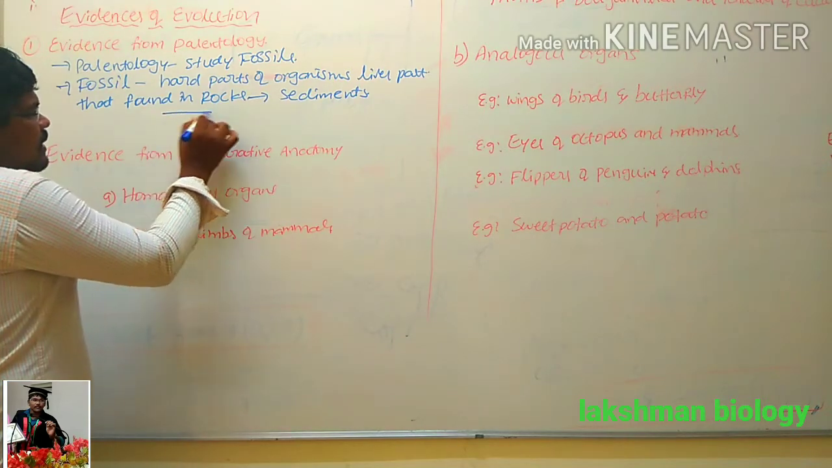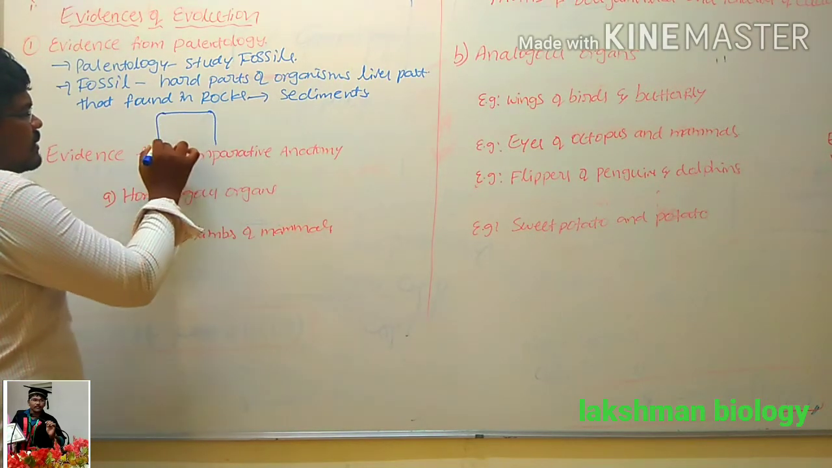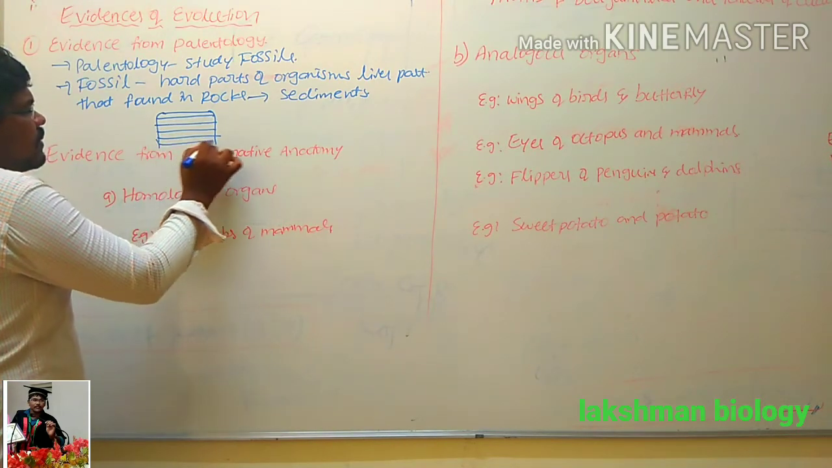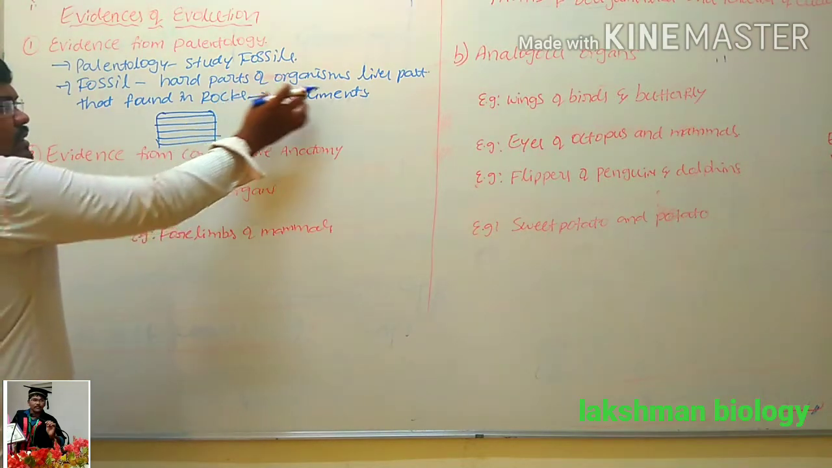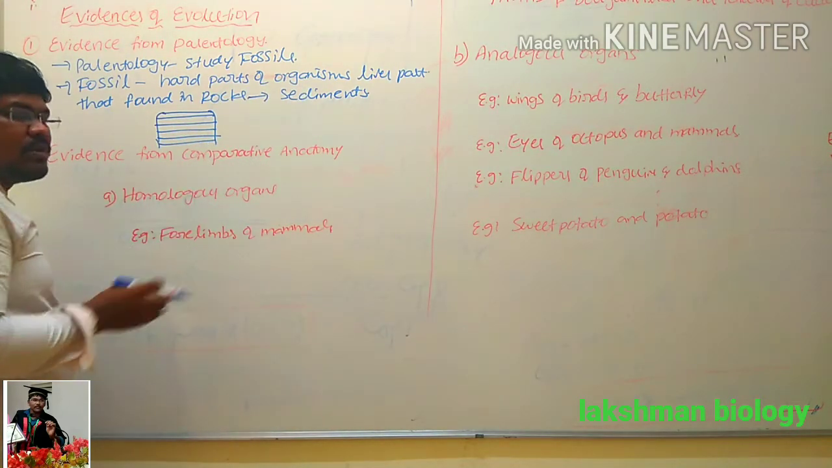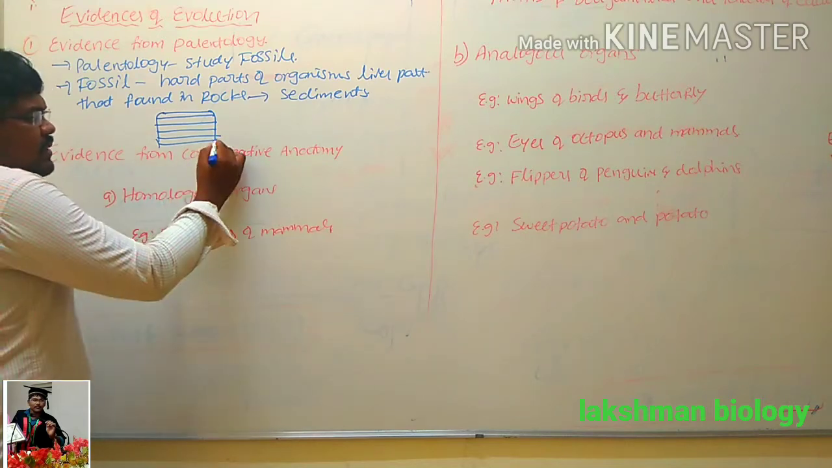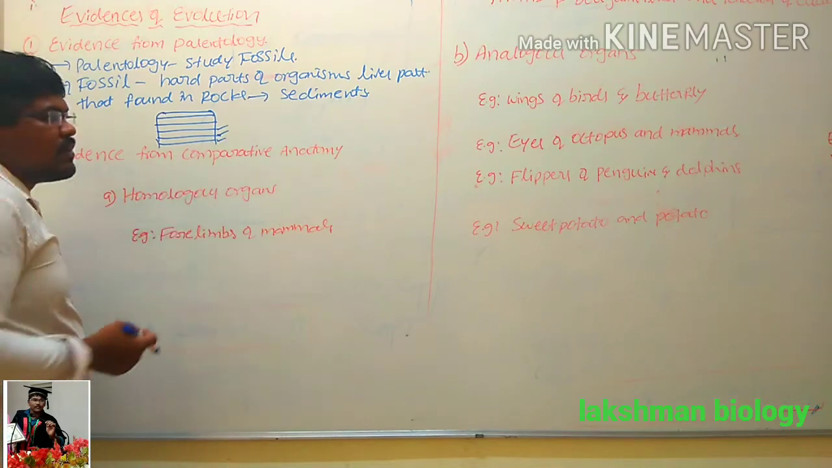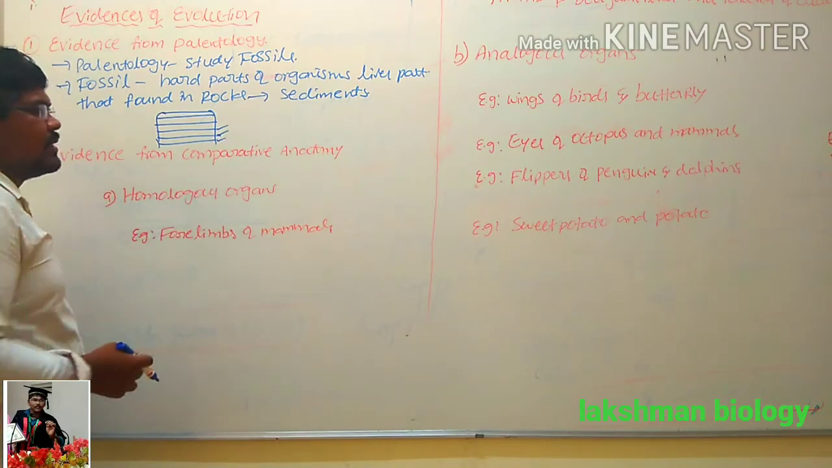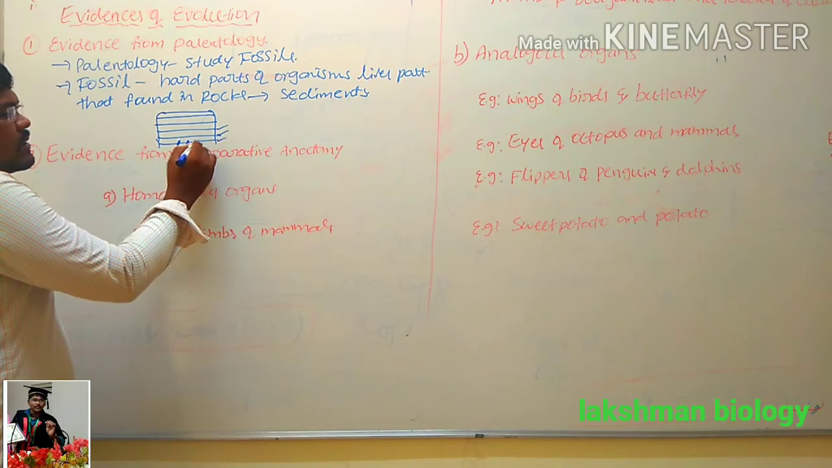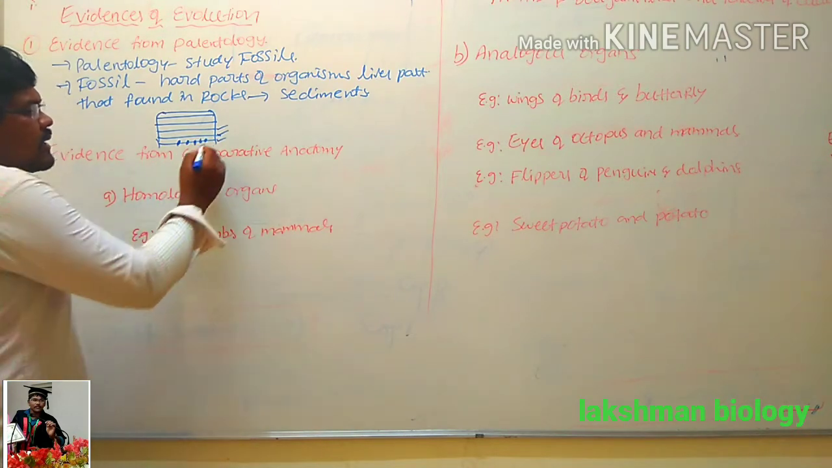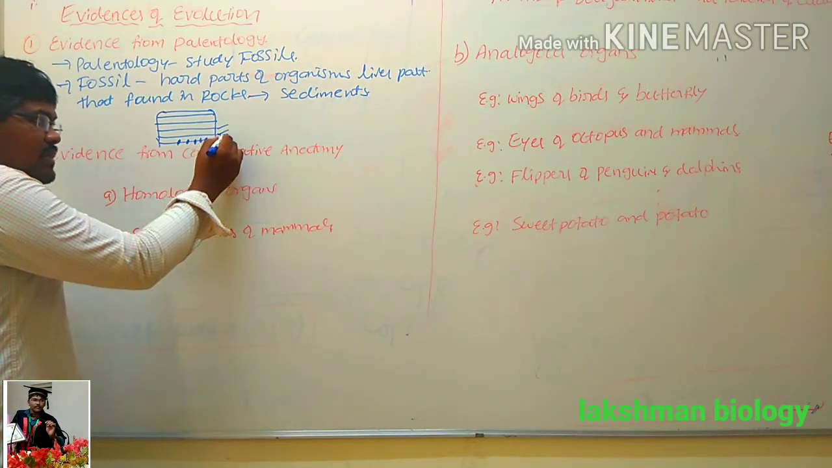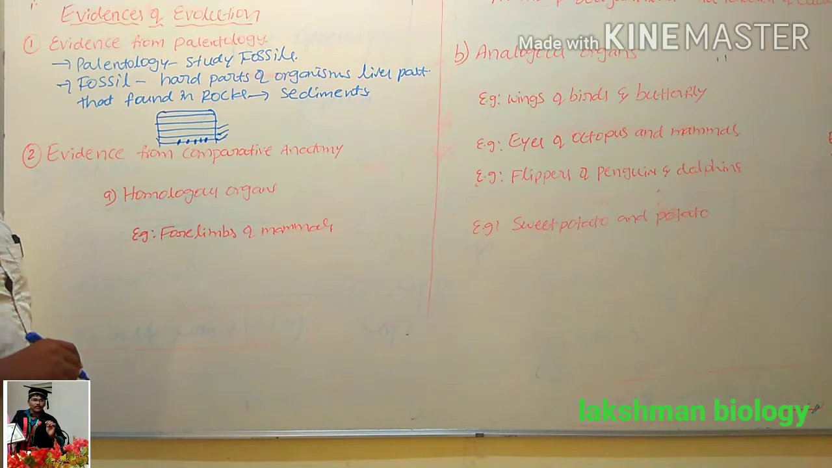If you think, the earth contains different sediments. This is one sediment, this is another sediment. A lot of sediments are formed. When the rocks become sediments, that sediment is formed during that particular period. This sediment is formed at one time and this one is formed at another time. Like that, sediments are formed at different time periods. If you find a fossil in this sediment layer, you can say that an organism which lived during the formation of this sediment died and became a fossil.